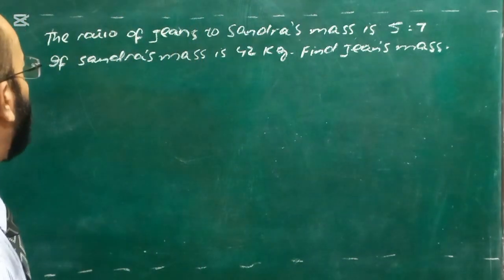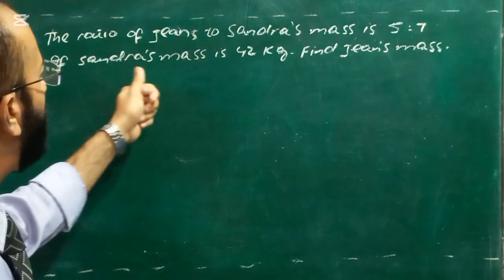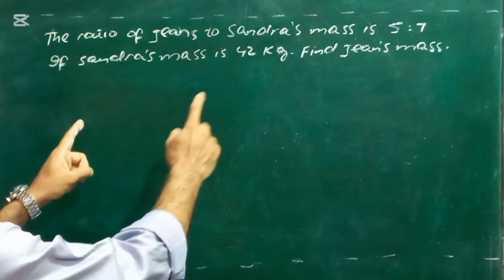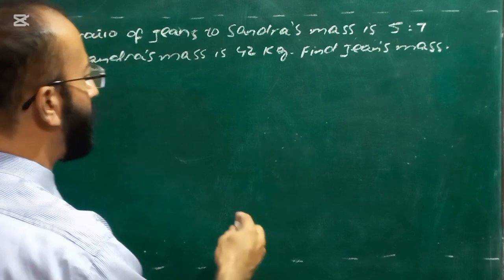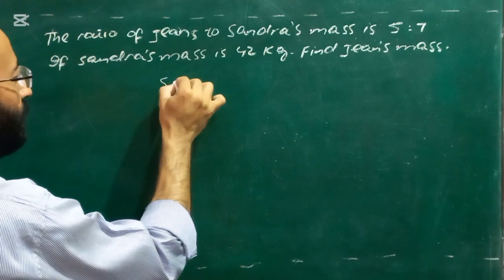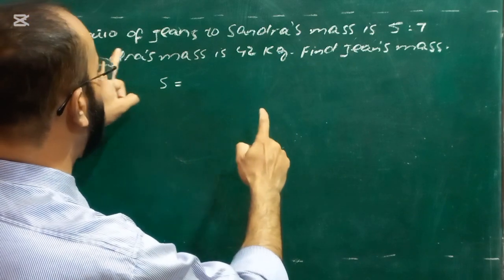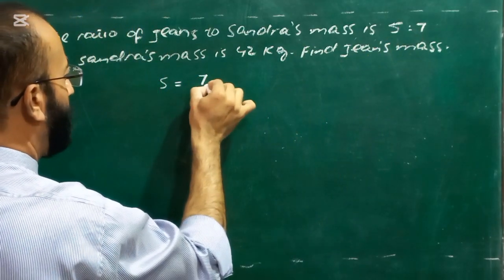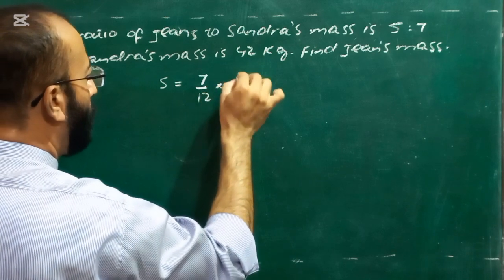Now we are going to solve the same question with another method. The ratio of Jean's to Sandra's mass is 5:7. If Sandra's mass is 42, find Jean's mass. Actually, their total mass is not given. Sandra's mass is given. So Sandra's mass will be equal to Sandra's ratio, that is 7, over the sum of ratios, that will be 12, times the total mass.